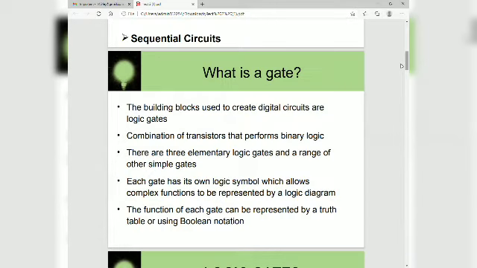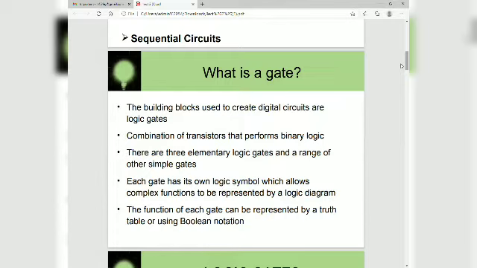So what is a gate? The building blocks used to create digital circuits are the logic gates. Combinations of transistors that perform binary logic, and there are 3 elementary logic gates and a range of other simple gates. Each gate has its own logic symbol which allows complex functions to be represented by a logic diagram. The function of each gate can be represented by a truth table or using Boolean algebra.